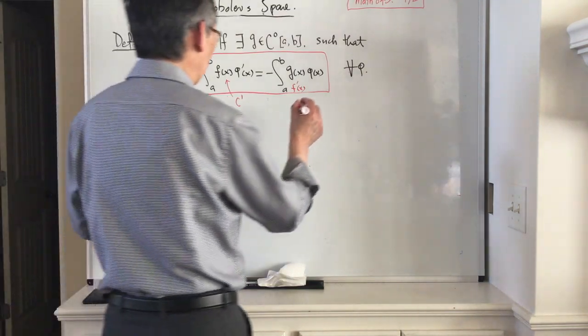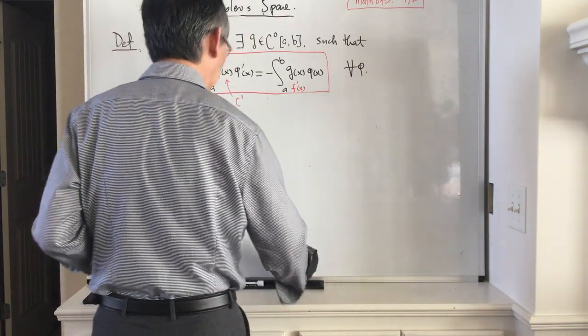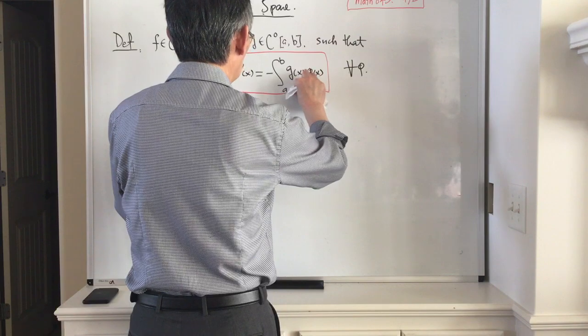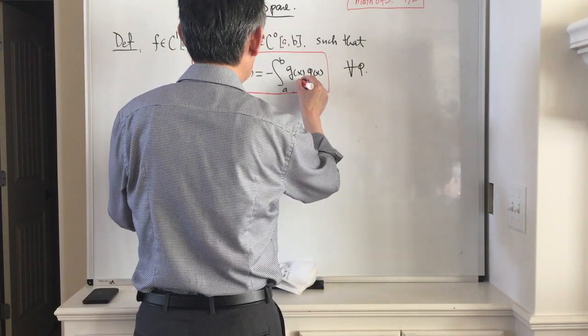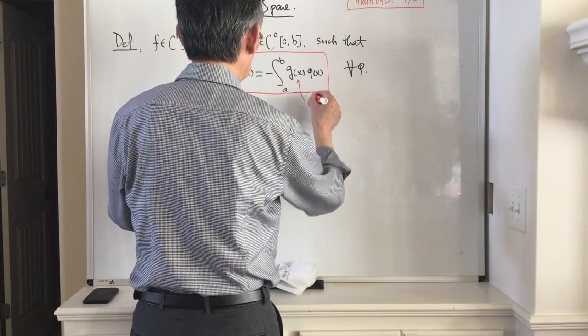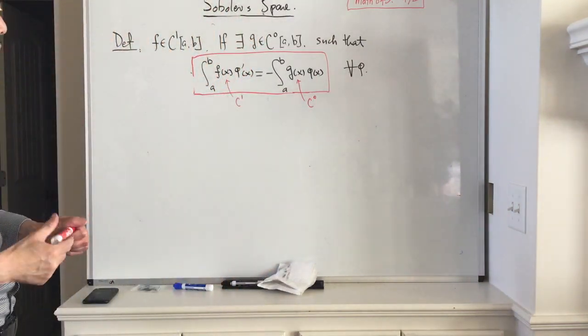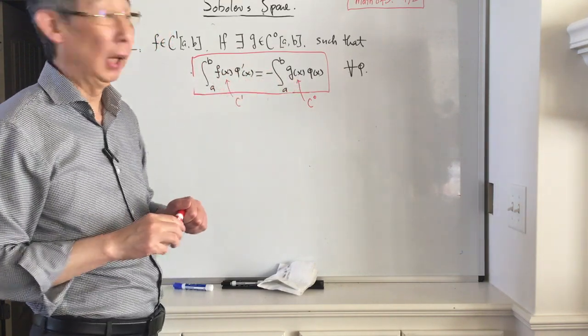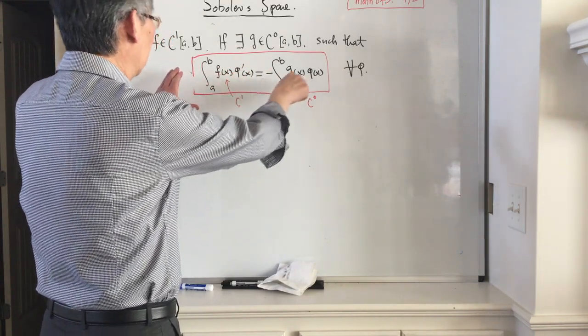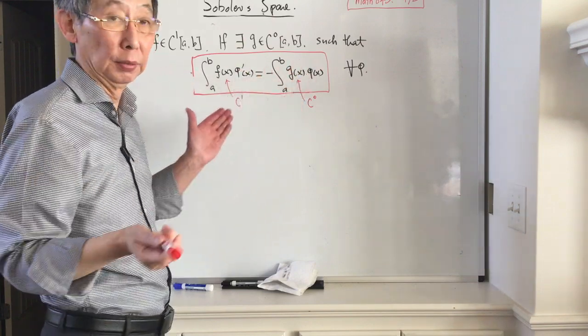Another thing is we're assuming the g function here is C0, a continuous function. Now, suppose I remove both conditions here. And then maybe this identity still holds for some other function, right?